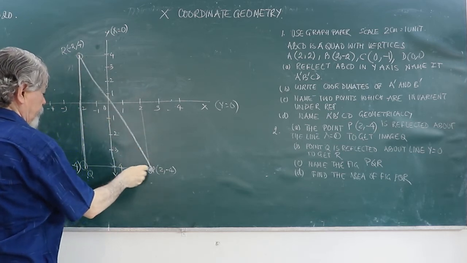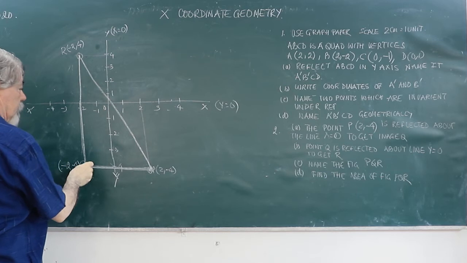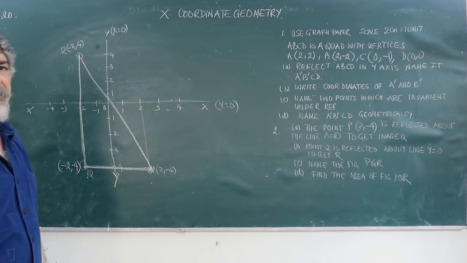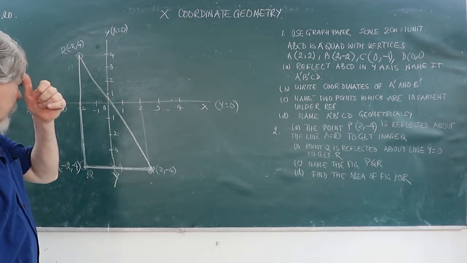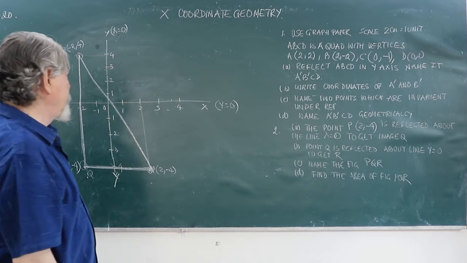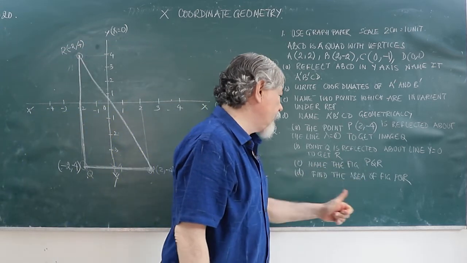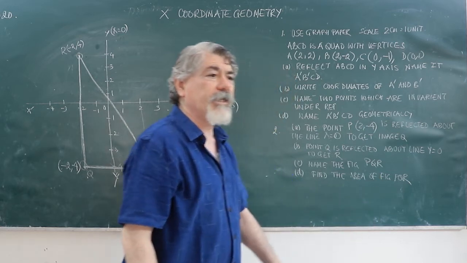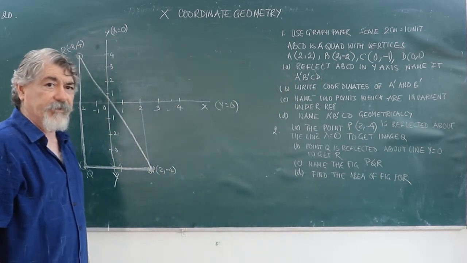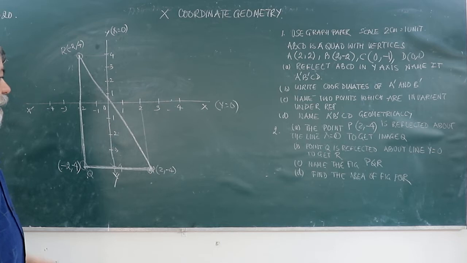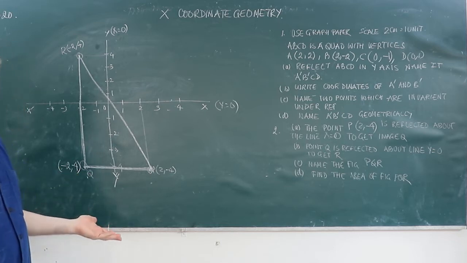Name the figure PQR. Now PQR is a right angle triangle. Find the area of the triangle PQR. How do we find the area of the triangle PQR?